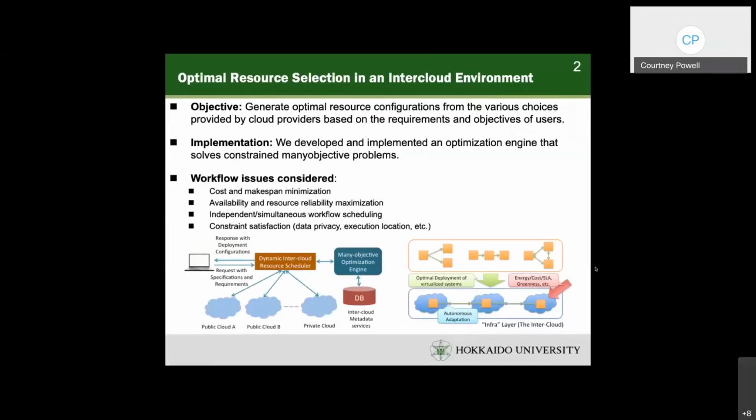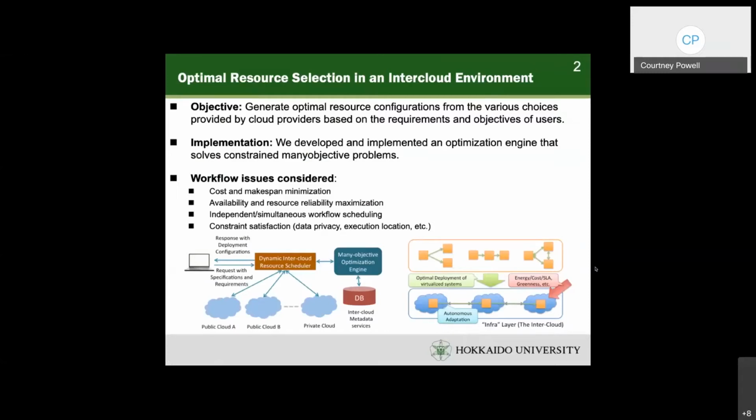So our objective is simply to generate optimal resource configurations from various choices provided by cloud providers based on the requirements and objectives of users. And this is mainly for scientific workflows.